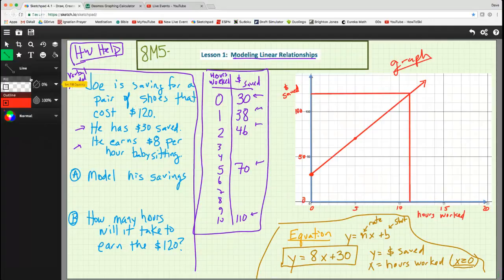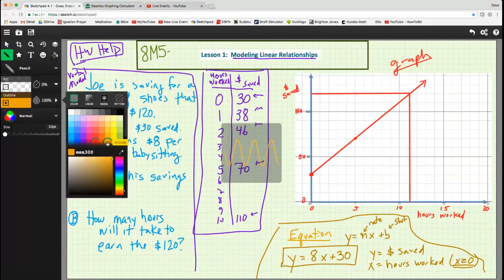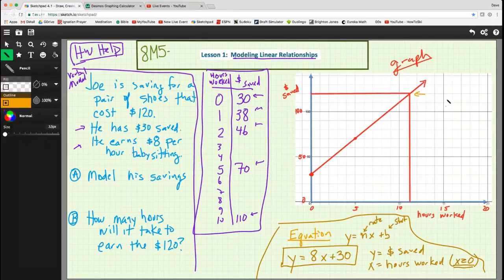So at $120, let's make this in a slightly different color. So this point here is a little bit more than 11. So, you know, like 11.2, comma 120. So it looks like our answer is a bit more than 11 hours. So our graph can give us a good estimate. Graphs are often never exactly perfect, but I'm good with that.